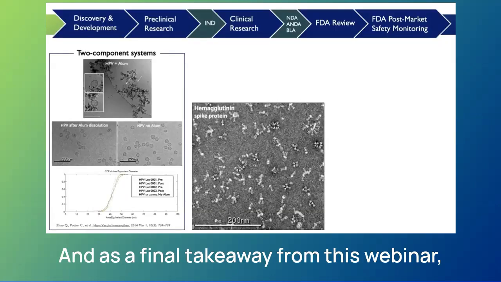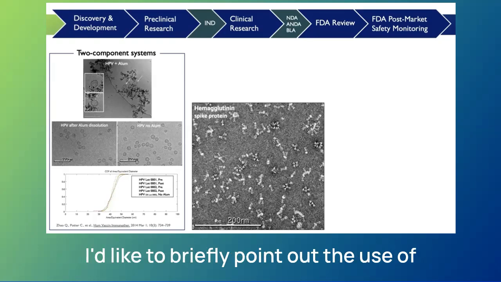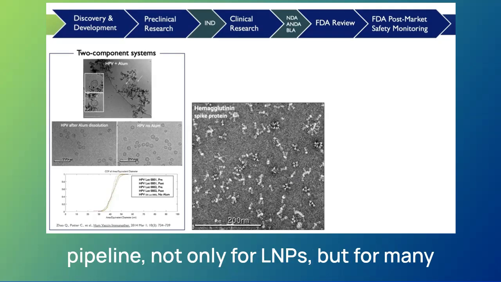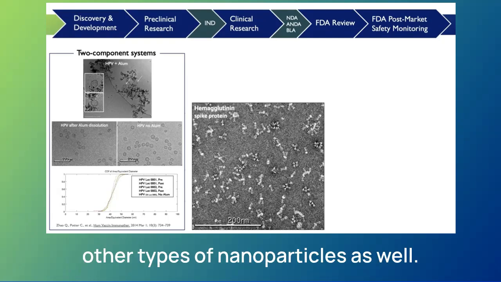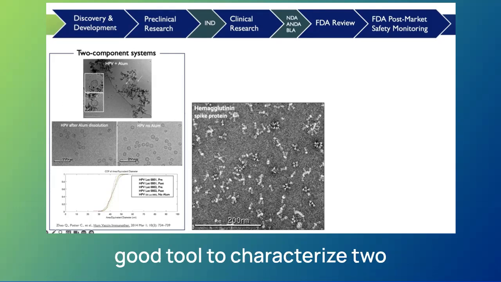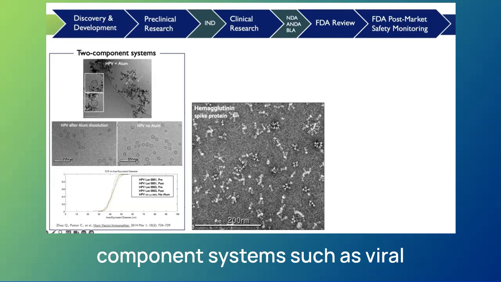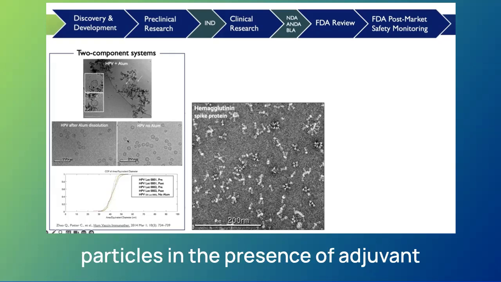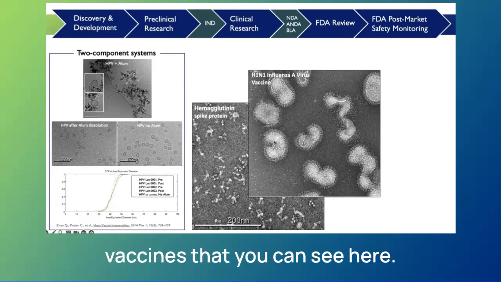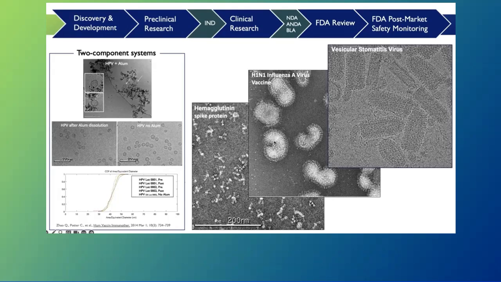And as a final takeaway from this webinar, I'd like to briefly point out the use of Cryo-TEM throughout the entire CMC pipeline, not only for LNPs, but for many other types of nanoparticles as well. For example, Cryo-TEM is an exceptionally good tool to characterize two-component systems, such as viral particles in the presence of adjuvant, or to aid early development of novel vaccines that you can see here.